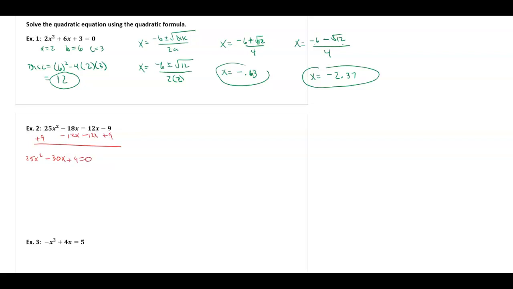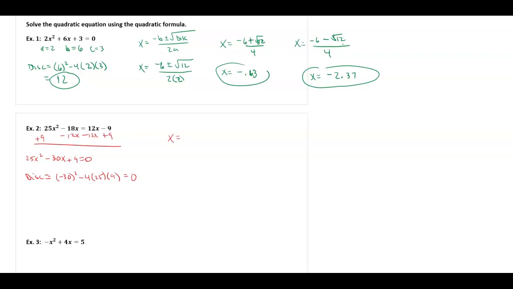Okay? So now, once I have it set equal to 0, I'm going to evaluate the discriminant. So the discriminant here would be negative 30 squared minus 4 times a times c, right? And when you evaluate this, you get 0. What this means is you're going to get one solution in the end, right? So I'll show you what I mean by that.